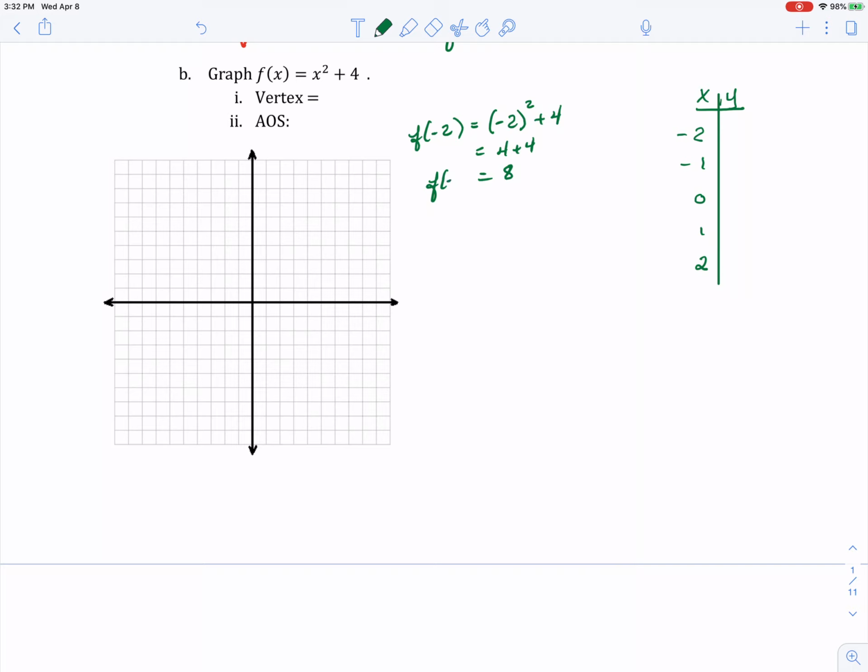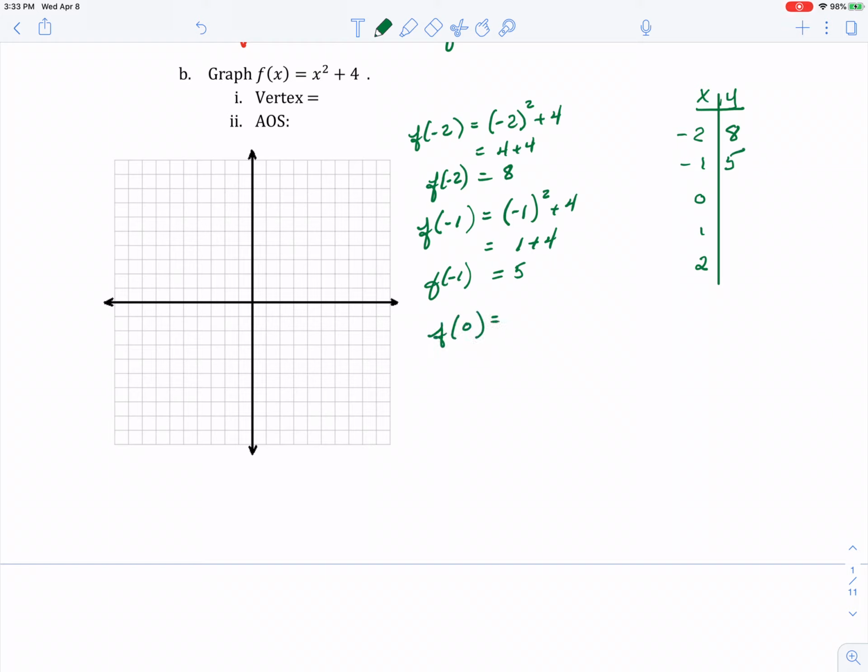So when I plug in with an x value of -2, I get a y value of +8. Then -1 squared. You always have to do the squaring first. So when x is -1, y is 5.